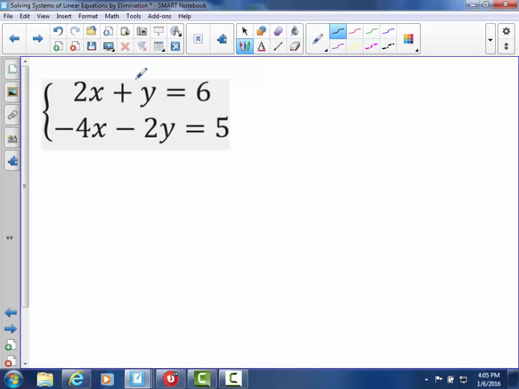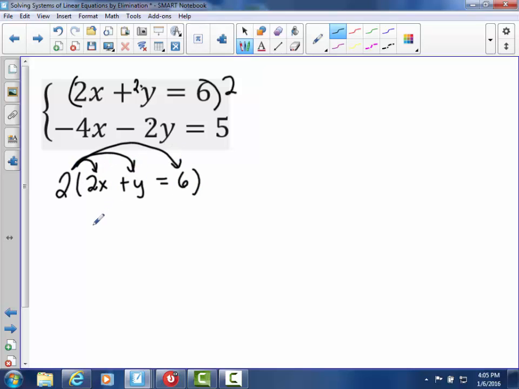I think right here it's easy to see that if I had a 2 right there, these would be opposites. So in order to have a 2 right there, I've got to multiply this entire equation times 2, right? So I'm going to do that down here. So 2 times 2x plus y equals 6. When I distribute that 2 to everything, I get 4x plus 2y equals 12. So now I can put my other equation underneath, -4x minus 2y equals 5.